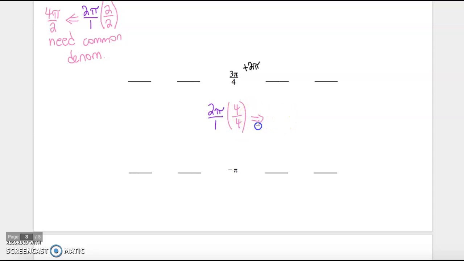So really, when I'm adding 2 pi, what I'm going to be adding is 2 pi times 4 is 8 pi, and then 1 times 4 is 4. So when I add 2 pi, what I'm secretly adding is 8 pi over 4, because that's something I can actually add to 3 pi over 4. So 3 pi over 4 plus 8 pi over 4 is 11 pi over 4.